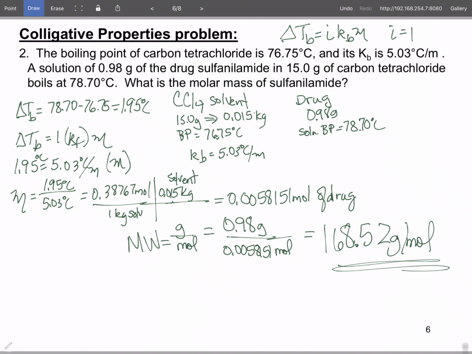All right, so the previous problem we had about 104. This one's 168. Some proteins are done this way, and proteins are massive. So as long as it's a molecular compound, if it comes out kind of small or kind of large and you've done the math right, don't sweat the small stuff because it may very well be correct.